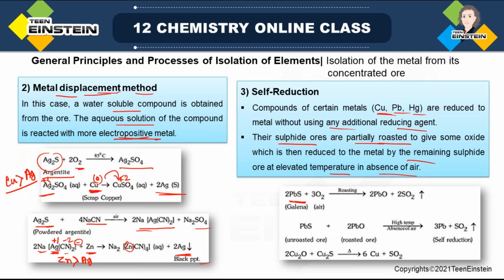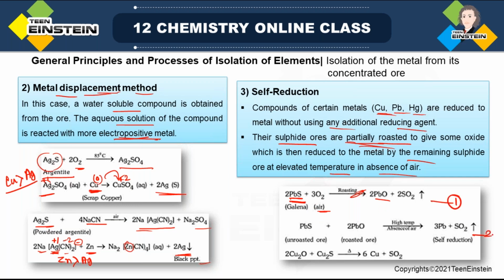Here we have taken PbS, that is lead sulfide, in the presence of air, because when we are doing roasting, the first step is partial roasting. Now you require oxygen, so that is why it is in the presence of air. And this oxygen converts some of the sulfide to oxide. So this is the first step.